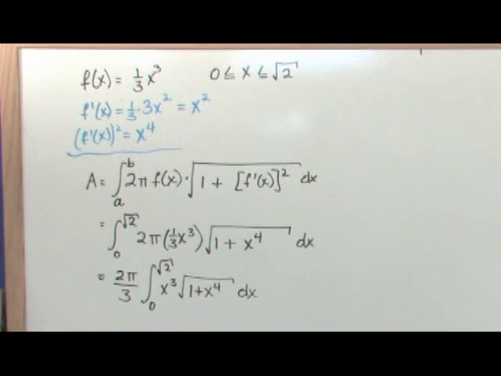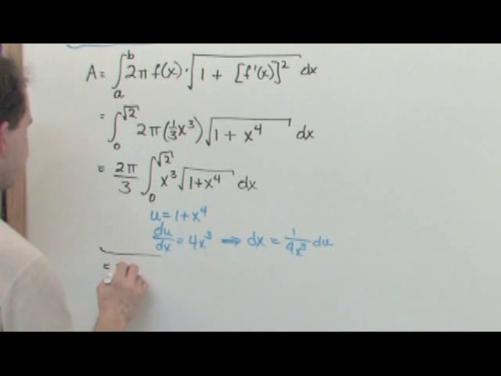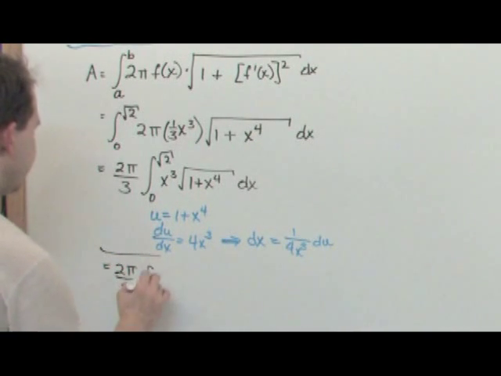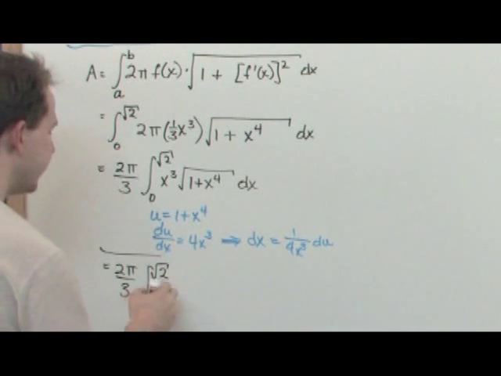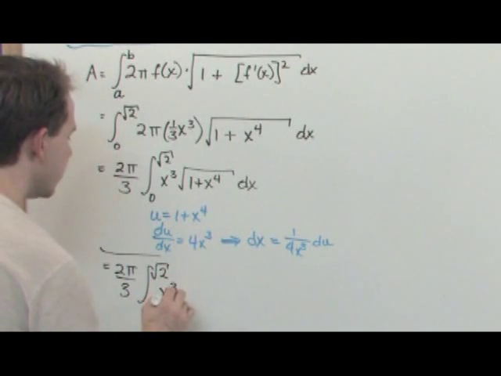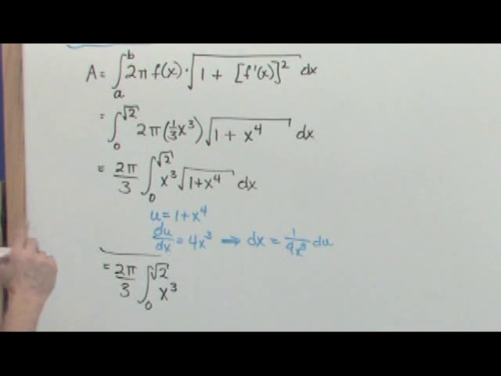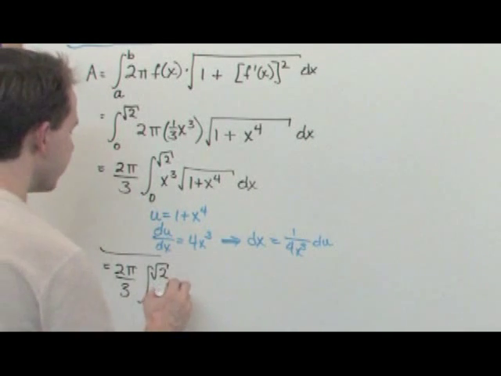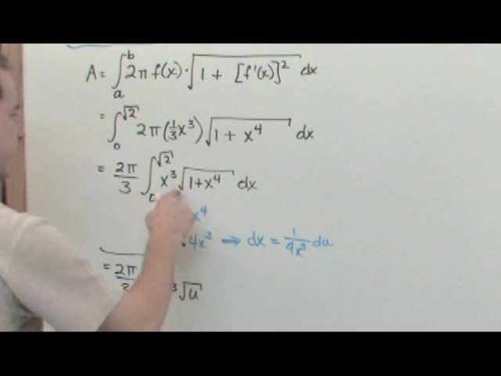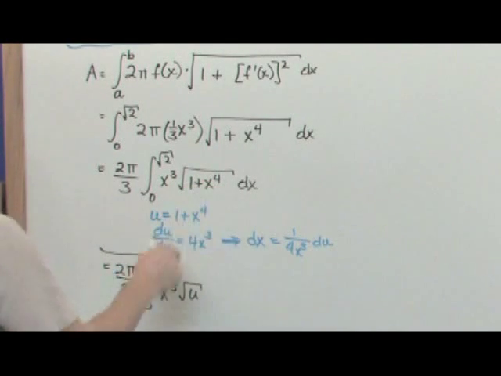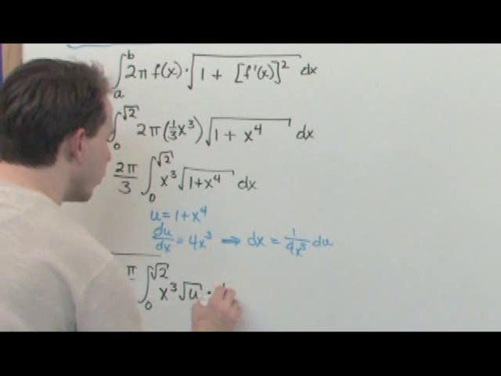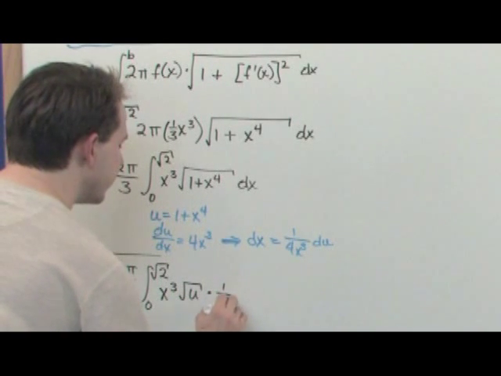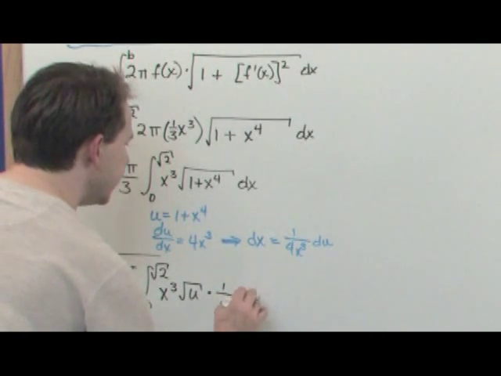Now the first thing you notice is you have an x to the 4th here and an x cubed. So it's going to be 2 pi over 3 times the integral from 0 to square root of 2. And I'm going to have x cubed here. I'm still going to leave that along for the ride, but what I'm going to have in the middle here is square root of u, and what I've defined u to be is right down there, and then I've got dx, and I'm going to plug in what I know for that, which is 1/4x to the 3rd power du.